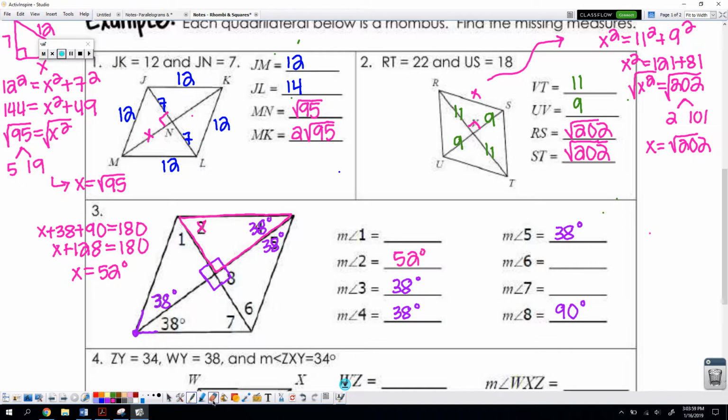So I'll erase that, and we'll put a 52 there. And because it's been bisected, angle 1 is also 52. And since the corners are the same when they're opposite, these are both also 52.